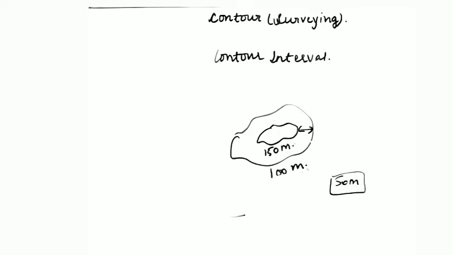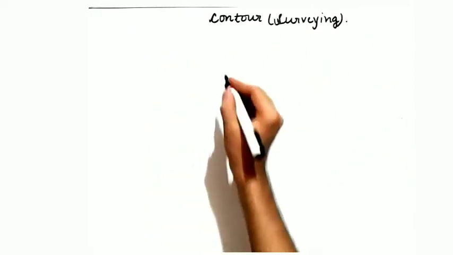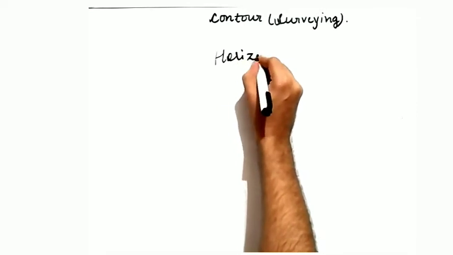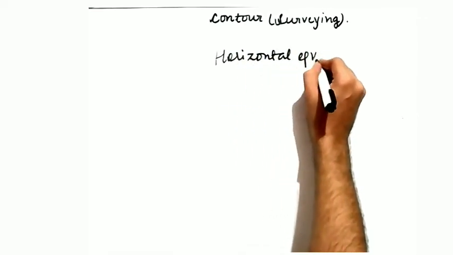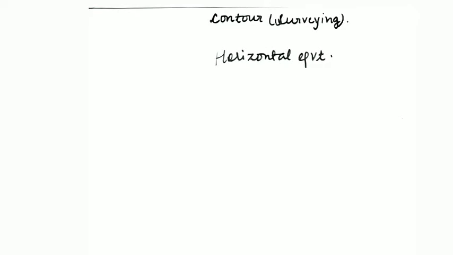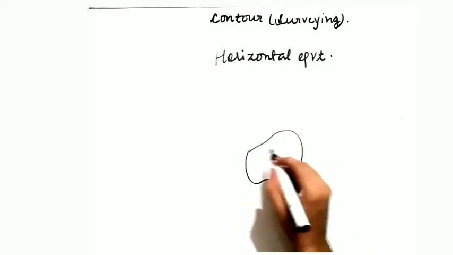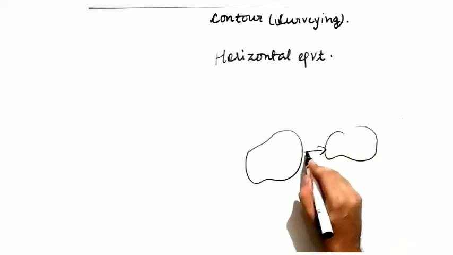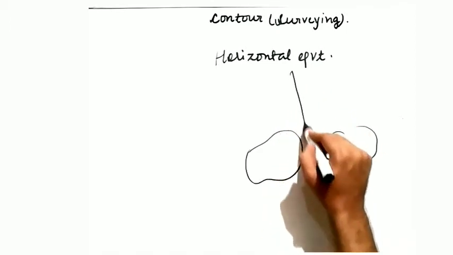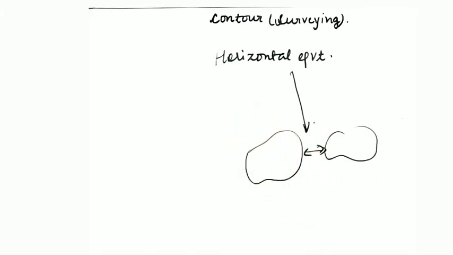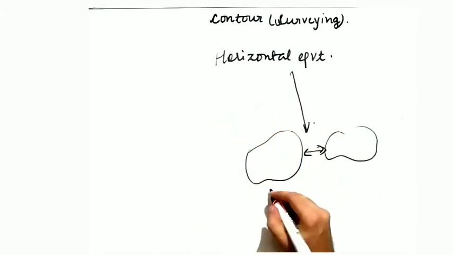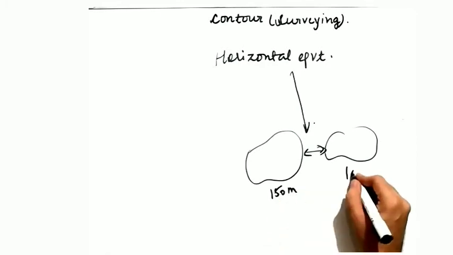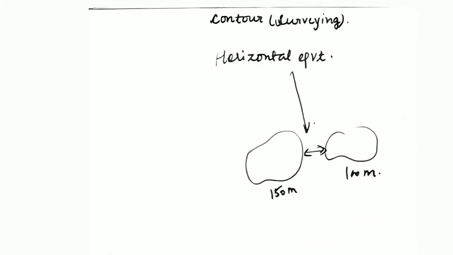Now there is a term that is called horizontal equivalent. Now what is horizontal equivalent? Horizontal equivalent is the distance between any two points on consecutive contours. Suppose this is one contour and this is another contour. Then the horizontal distance between these two contours will be called the horizontal equivalent. You cannot calculate this horizontal equivalent from the contour elevation that it represents. You will need some other data to calculate this horizontal equivalent. It is not very important. What is important is contour interval.